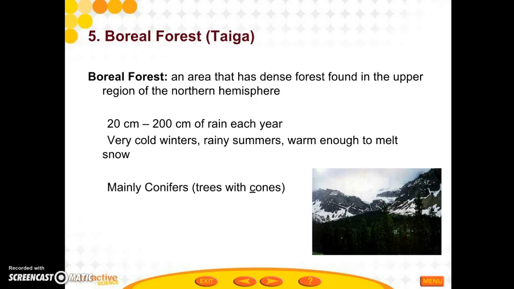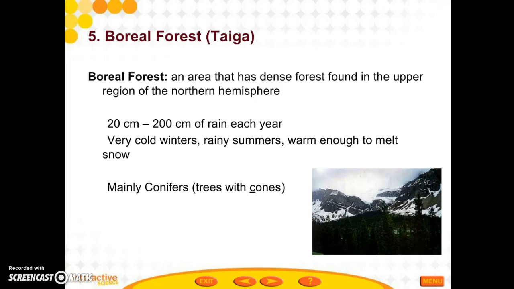Now we get to the boreal forest or the taiga. Don't you love that word? It sounds like tiger, taiga. In the taiga, you have a lot of conifer trees. So it's kind of like the deciduous forest, but the boreal forest, it's conifer trees. Conifers have cones. Deciduous trees drop their leaves. Coniferous trees have cones. It's one way to remember it.